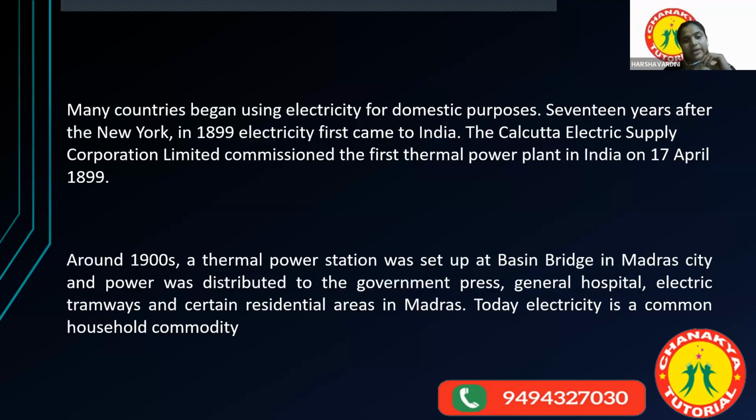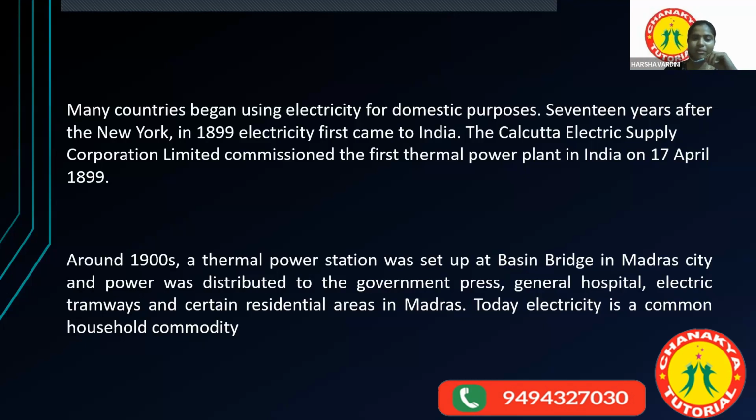Around 1900, a thermal power station was set up at Basin Bridge in Madras. So in Chennai, they set it up at Basin Bridge. Thermal power station was set up there in the 1900s. Then power was distributed to the government press, general hospital, electric tramways, and certain residential areas in Madras.